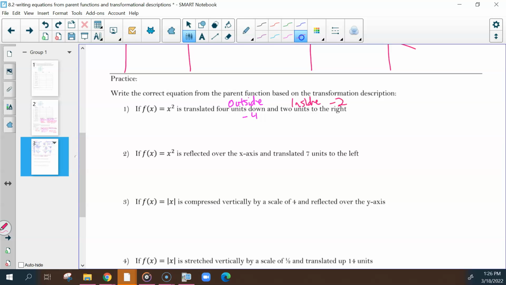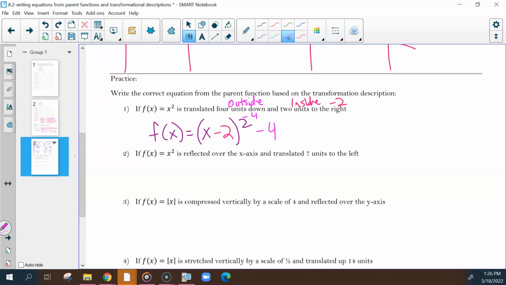So then this would look something like this. f of x equals, inside we have the negative 2, so x minus 2 squared, and then outside we would have minus 4. You could graph that and make sure it looks okay, but I promise you it will. Right? Next one.